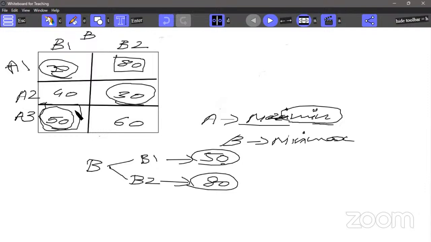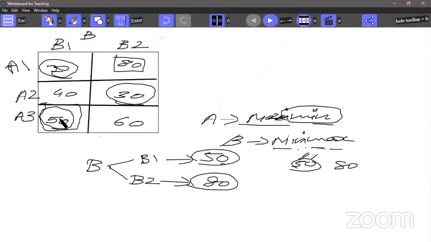First we have blocked the maximum numbers. Out of 20, 40, 50, we have blocked 50. Out of 80, 30, 60, we have blocked 80. Out of 50 and 80, which is the minimum? 50. At 50, both circle and square are there. That is the saddle point.